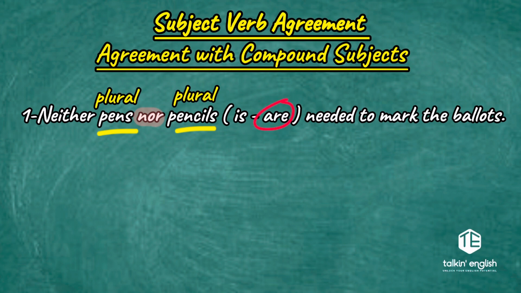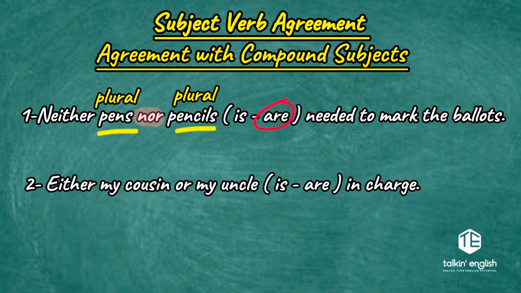Now, number two. What is the subject in this sentence? The subject here is the word cousin and the word uncle. It's a compound subject. Which word is used to join these subjects? It is the word or. Then I have to ask myself, what is the number of these subjects? The word cousin is singular and the word uncle is singular. This means I have to choose a singular verb because the conjunction here is the word or. The singular verb that must be used in this sentence is the word is.